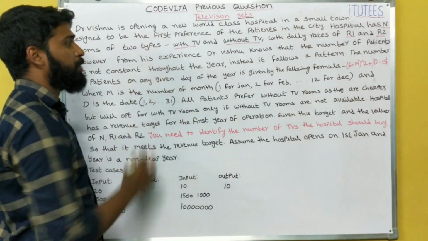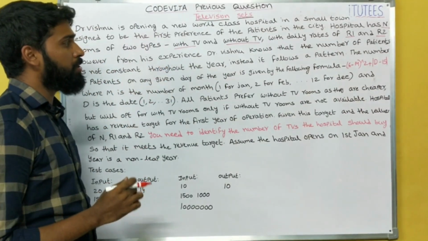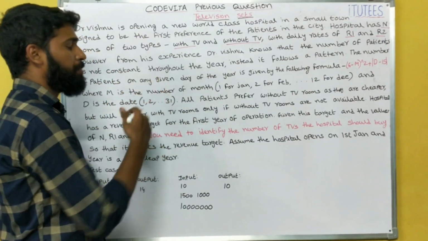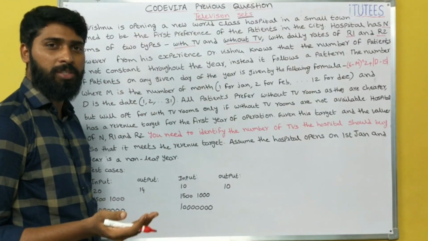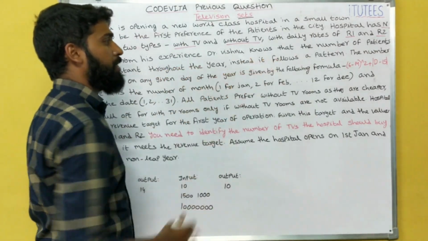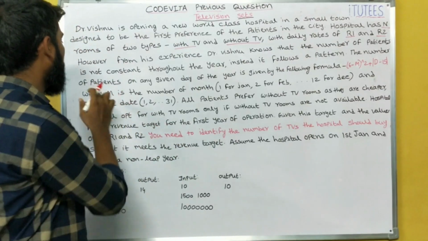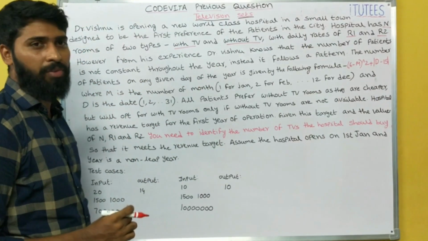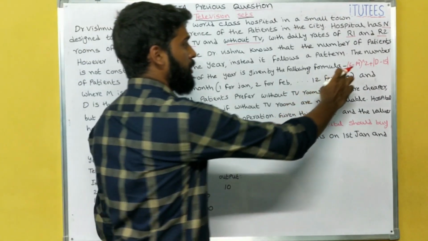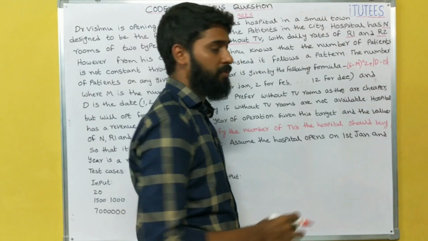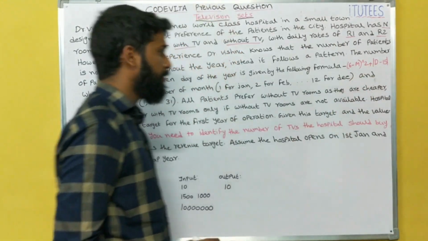However, from his experience, Dr. Vishnu knows that the number of patients is not constant. So that means day by day the number of patients will change. Throughout the year, it follows a pattern. The number of patients on any given day of the year is given by the following formula: (6 minus m) square plus mod of (d minus 15).